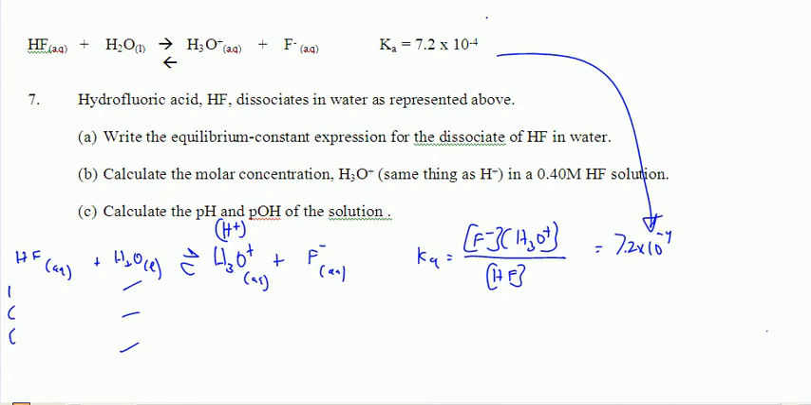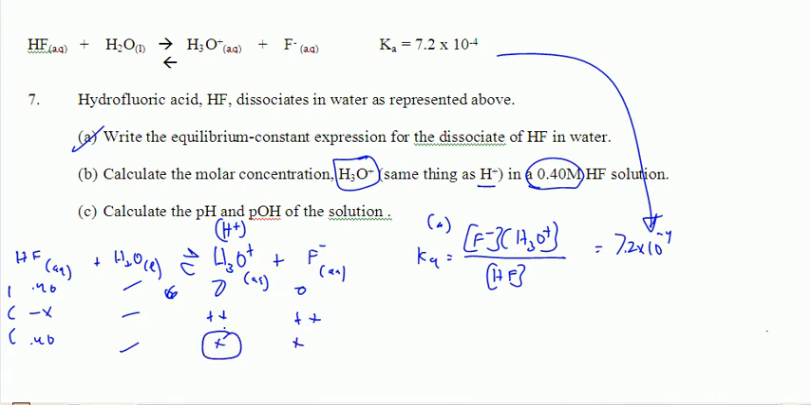So here we go. We're going to solve this problem. When we look at it, they want the equilibrium constant expression. There's A, we got that. Calculate the molar concentration of H3O plus, same thing as H plus, in a 0.40 molar HF. So this is 0.40, 0. This is minus X, 0.40, plus X, X, X. So they're just asking for this, that's it.